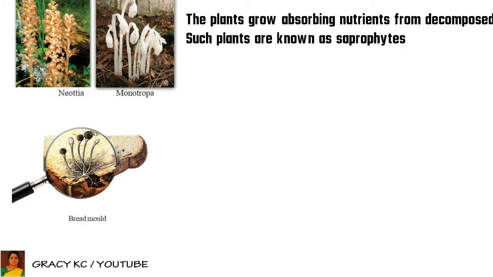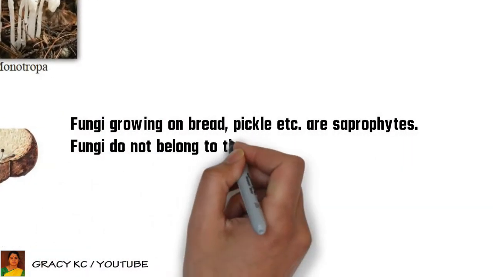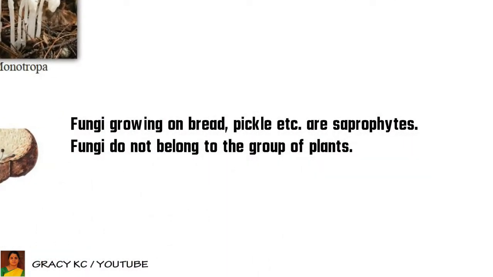That is known as bread mold, or it is because of the growth of fungus. Fungus growing on bread, pickle, etc. are examples for saprophytes. They do not belong to the group of plants as they do not have the capacity to prepare their own food.